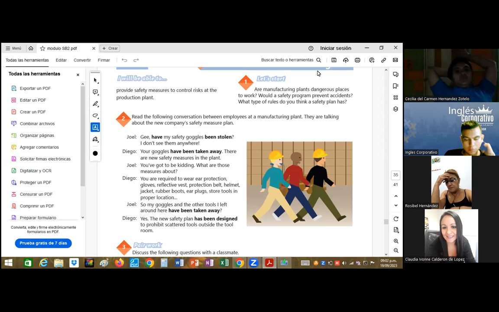Your goggles have been taken away. There are new safety measures in the plant. You've got to be kidding. What are those measures about?